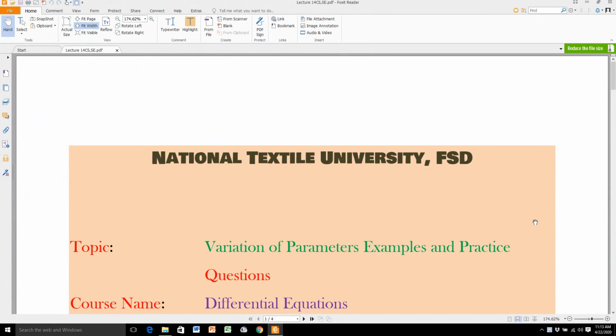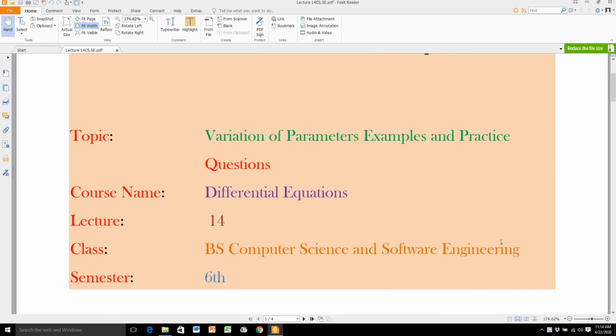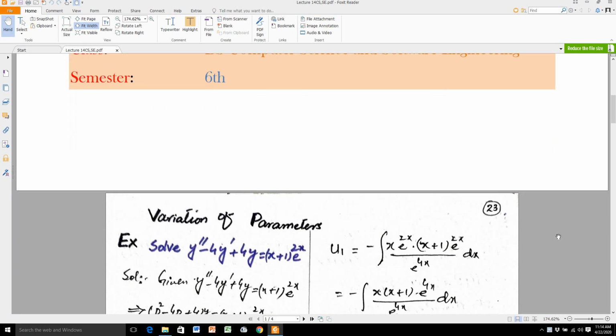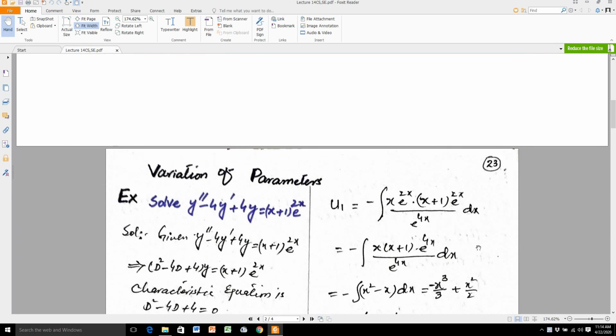Now the topic is the same, but here we are performing some examples and practice questions relating to variation of parameters. This is our lecture number 14. I repeat my lecture two times in this video, so if someone has some problem, they can understand from this. Now we move towards our lecture. So you see here, the variation of parameters.